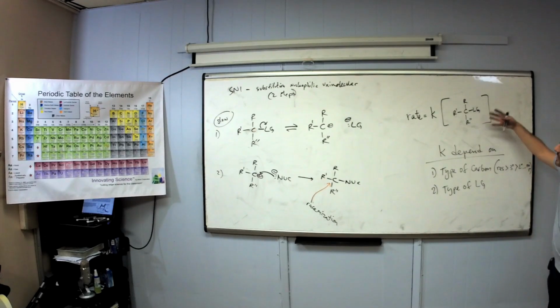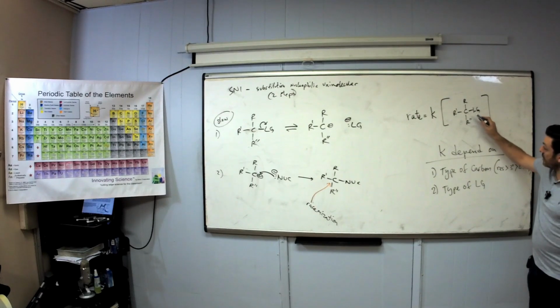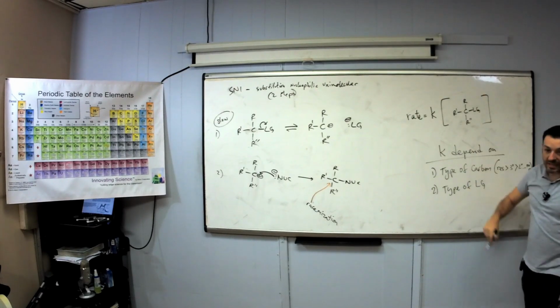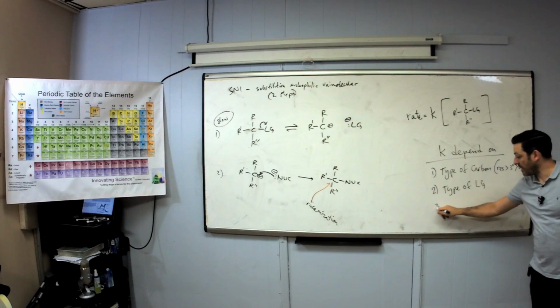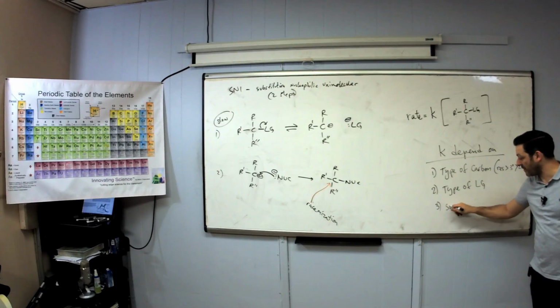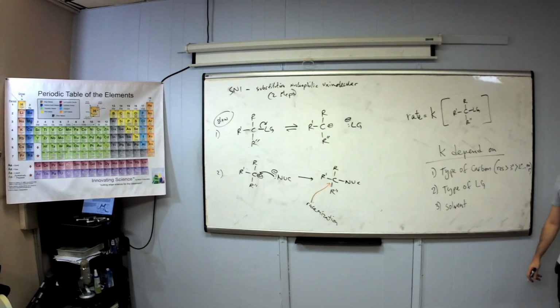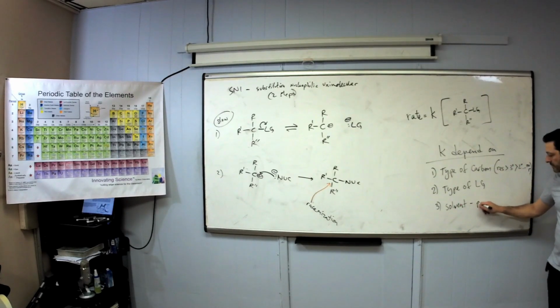There's one more thing we see in this rate law. Not only do we see a carbon in here and a leaving group, we see brackets, and a bracket indicates solvent. And number 3 is the type of solvent. And that, by the way, is the major secret here. That's what causes the bond to break. The polar protic solvent.